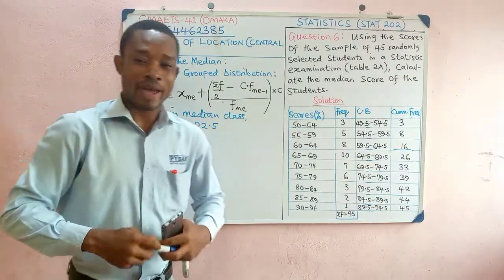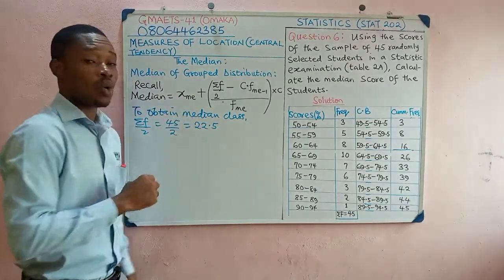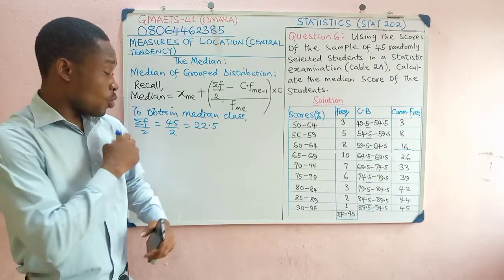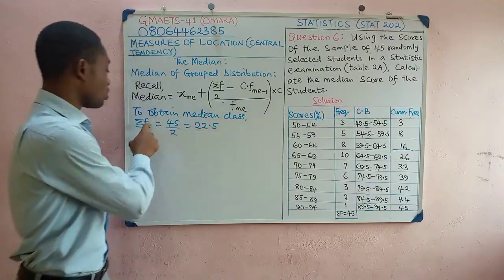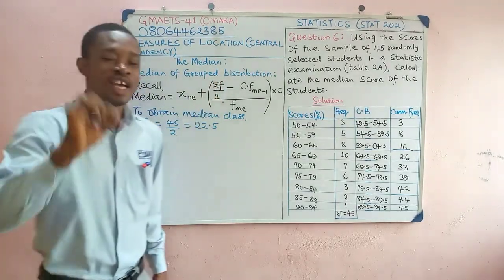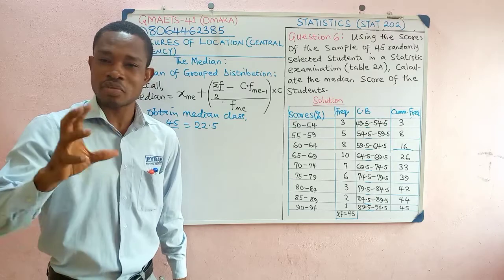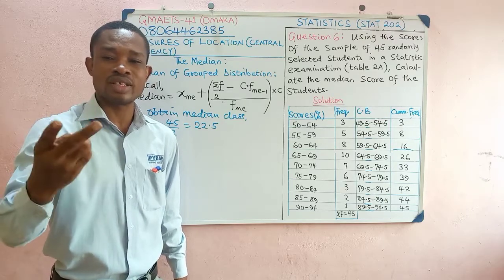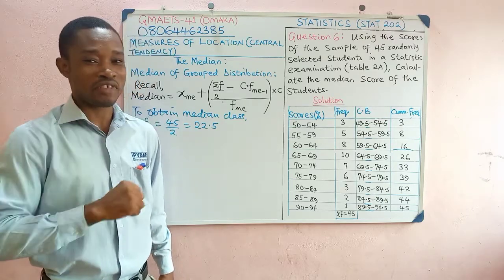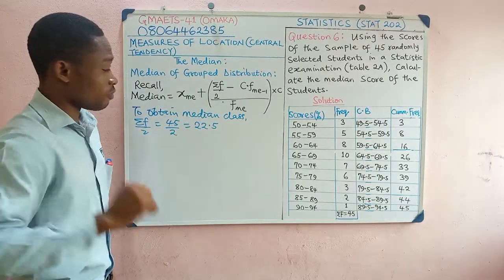Now, get your pen, get your book, and write what we're going to do from here to get our median class. We've obtained 22.5 from summation f over 2. Look at this part of the formula, very, very important. Not just for calculating the median, but for calculating fractiles, that is measures of position: the quartiles, the deciles, the percentiles. We're going to encounter it again when we talk about those measures of position.